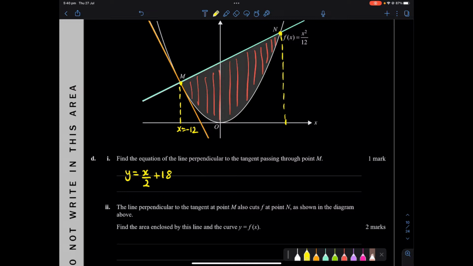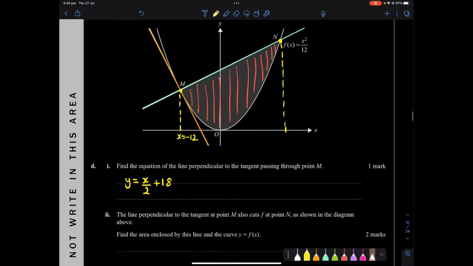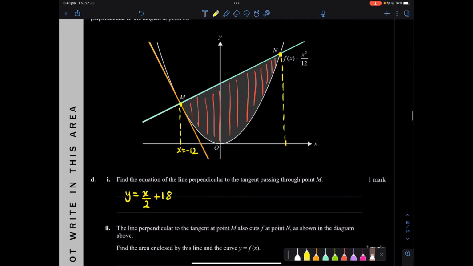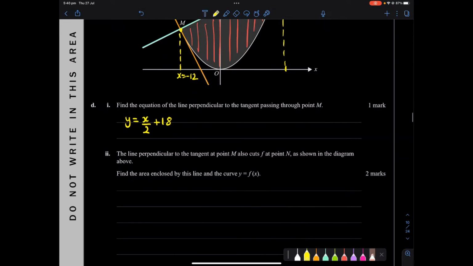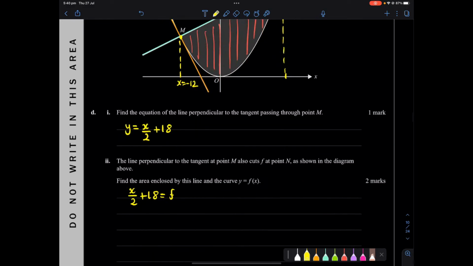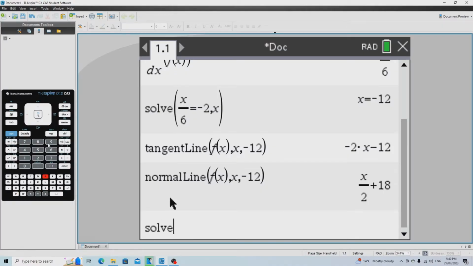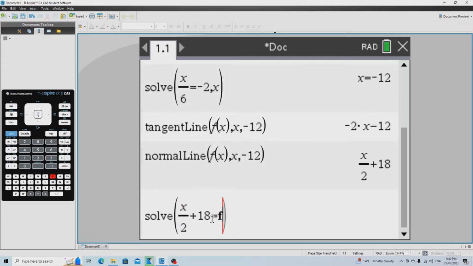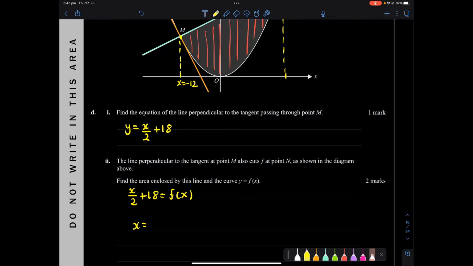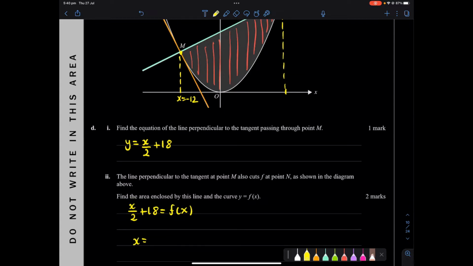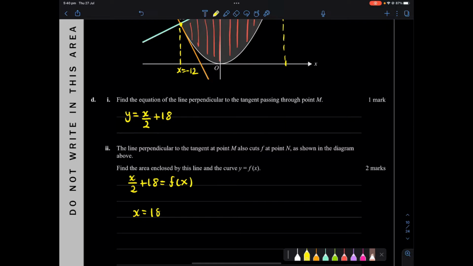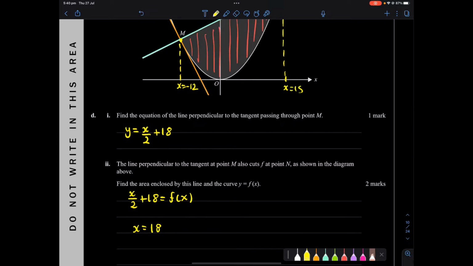and we already know that x is -12 here. So to do that, we can just try to find the intersection between the normal line, which is x over 2 plus 18, and the graph of f of x, and solve for x. So I'm just going to use my calculator, and we're going to say solve this over here equals f of x, comma x. Okay, so we get x equals negative 12, which we already have, and x equals 18. So x equals 18, so it's right over here.